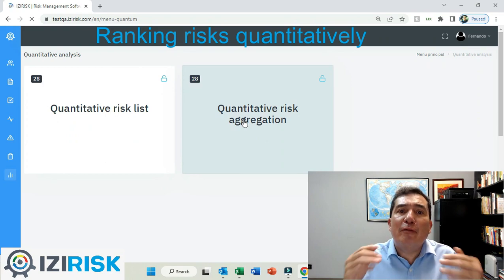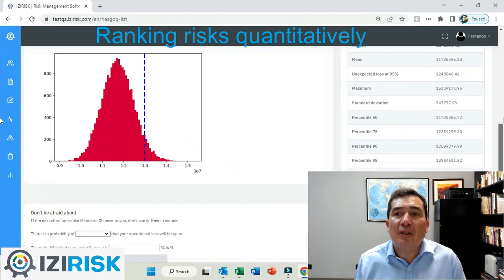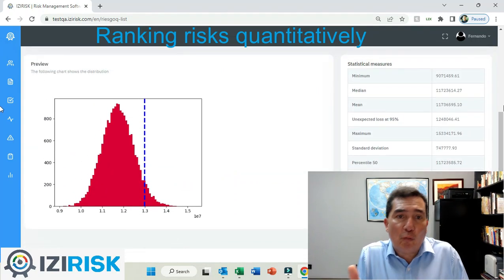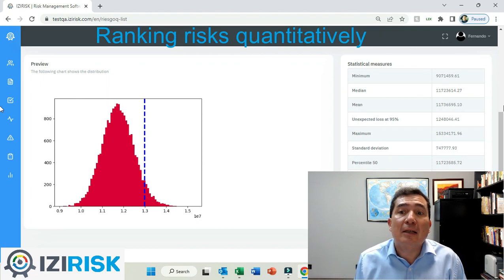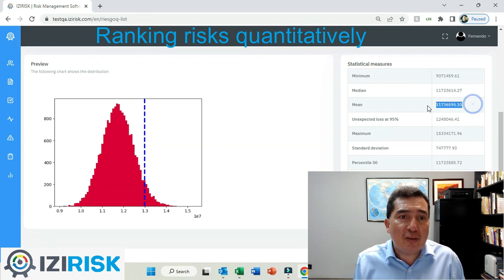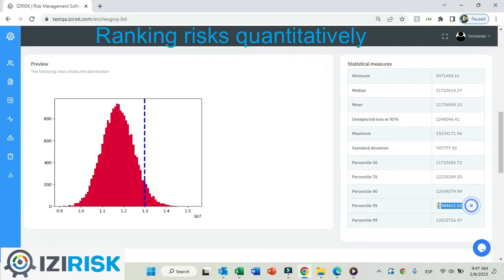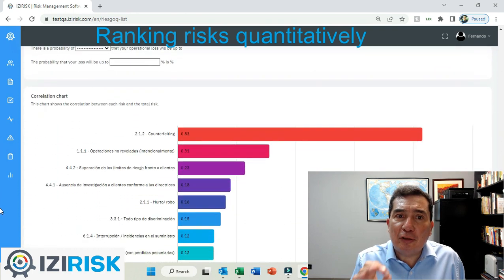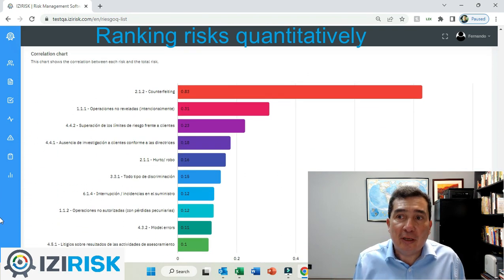IziRisk will simulate 100,000 different scenarios, adding all the quantitative risks. These are summarized in a histogram from which the operational value at risk of all risks can be obtained. In this example, the average loss due to operational risks is $11.7 million, while its value at risk at 95% reaches $12.9 million.